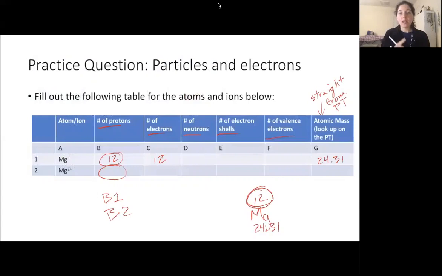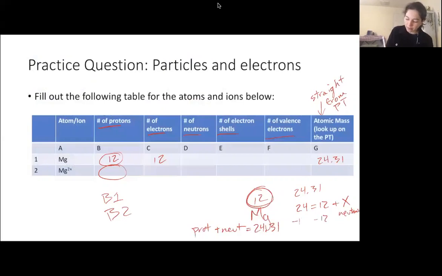Number of neutrons comes from our mass. Remember that our mass is protons plus neutrons. So we need to find out how many that is. So we're going to round to the nearest whole number. So that might have tripped you up this time. We're going to talk about it in just a second. So we're going to round to 24. Because that's protons plus neutrons, we know how many protons there are is equal to 12 plus x. These are neutrons. So to solve for x, subtract 12. And we find that x equals 12. So we have 12 neutrons here as well.